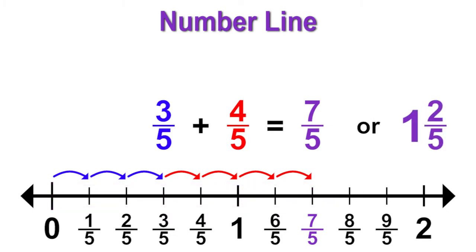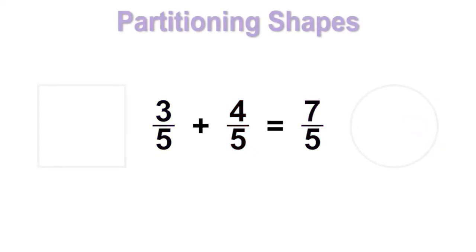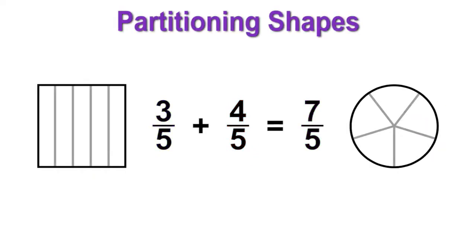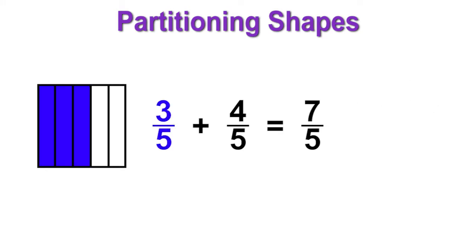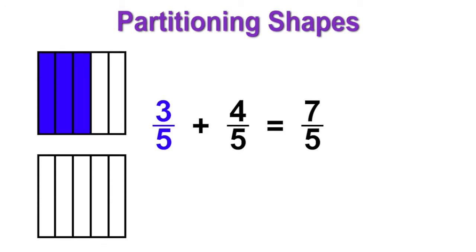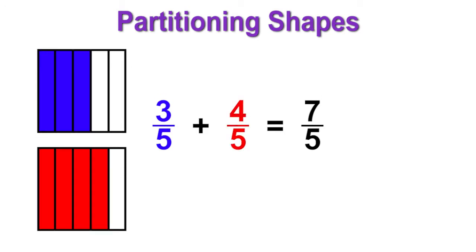Another way to justify the answer 7/5 is to partition circles or rectangles into fifths. Please note that drawing circles is more difficult, so rectangles are easier for students to represent odd denominators in fractions. 3 sections are shaded in blue to represent 3/5. Then, in another partitioned rectangle, 4 of the fifths are shaded in red.